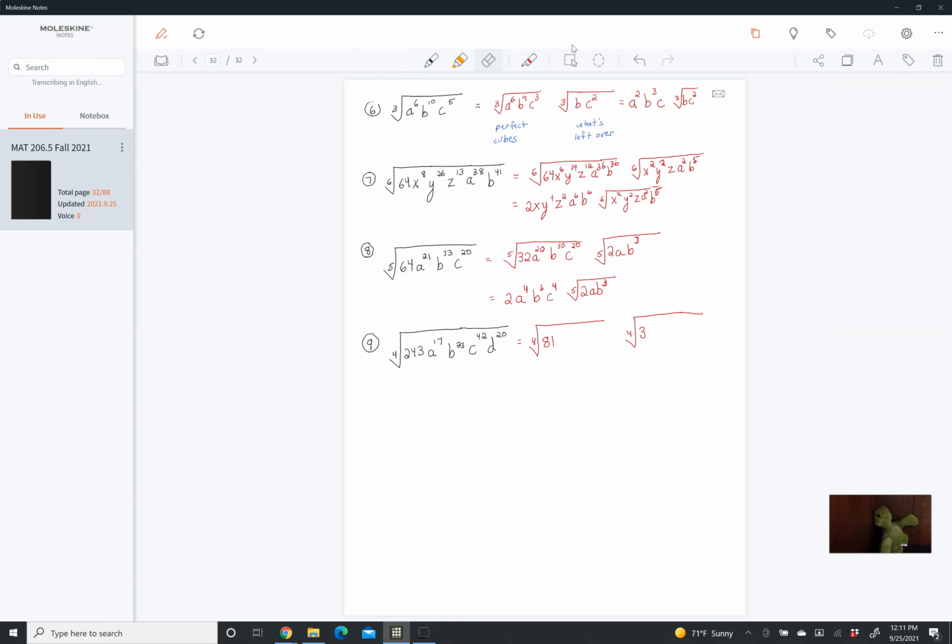Then we have the a. So we're going to have a to the 16th. 17 isn't divisible by 4. We go down by 1. 16 is. Which means that under here, we're just going to have a to the 1st. 16 and 1 is 17. For the b, it's got to be b to the 20th.